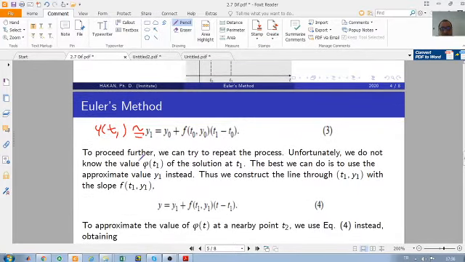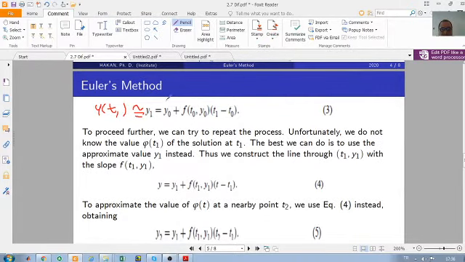To proceed further, we can try to repeat the process. Unfortunately, we don't know the value phi of t1 of the solution at t1, but we have its approximate value, which is y1. The best we can do is to use the approximate value. Therefore, we construct the line through t1, y1, because the new point becomes t1, y1. y1 is the approximate value of the real value of the solution curve, and the slope can be found again by using the differential equation: y prime is equal to f of t1, y1.